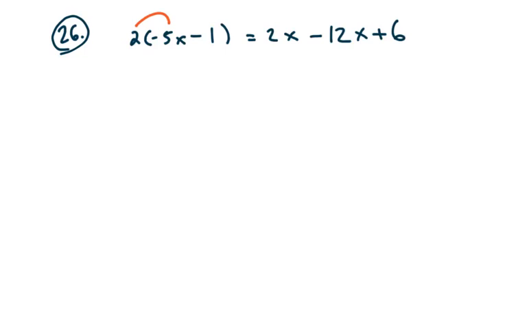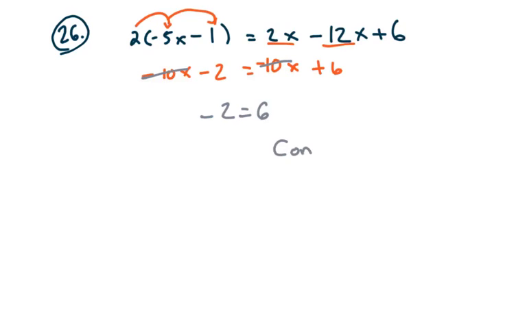So, I'm going to assume that you've given it a go, and let's tackle this together. So we're going to start off, again, I'm just going to distribute the 2 into both sides. So I get negative 10x minus 2 equals 2x. You know what? Why don't I put 2x and negative 12 together? So that'll give me negative 10x, watch the signs, plus 6. Okay? So we can see here both sides have 10x, so those will go away and we'll get negative 2 equals 6. So what do we call this? Hopefully you said contradiction.